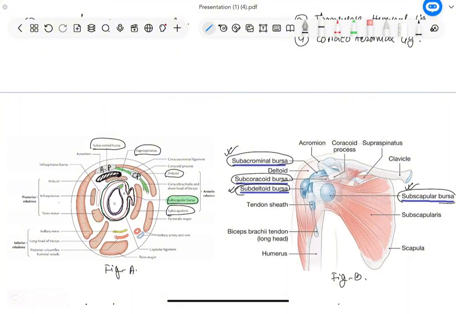Then posteriorly, when we see, there is a bursa under the infraspinatus muscle. This is called the infraspinatus bursa. So here we got a number of bursa. Number 1, subacromial bursa, which extends down and forward, and the subdeltoid bursa is formed. Number 2, subscapular bursa. And number 3, infraspinatus bursa also.